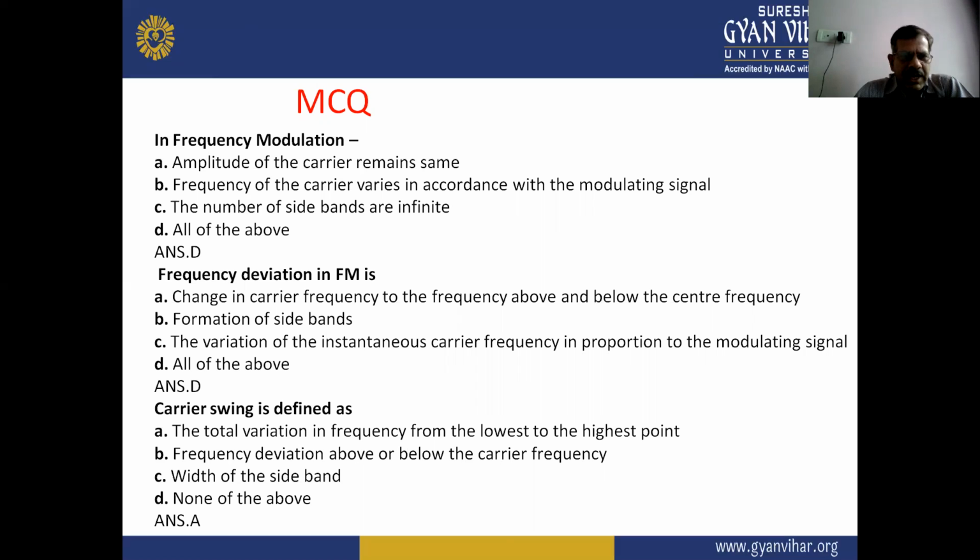In the next question, carrier swing is defined as option A, the total variation in frequency from the lowest to the highest point. Option B, frequency deviation above or below the carrier frequency. Option C, width of the sideband. Option D, none of the above. So carrier swing is defined as the total variation in frequency from the lowest to the highest point. So the correct option is option A.